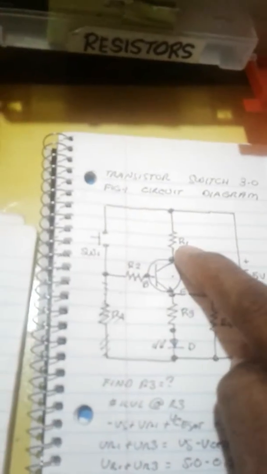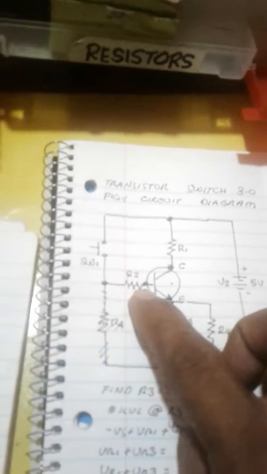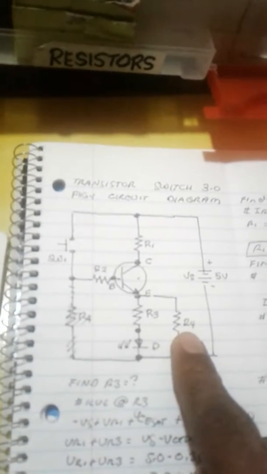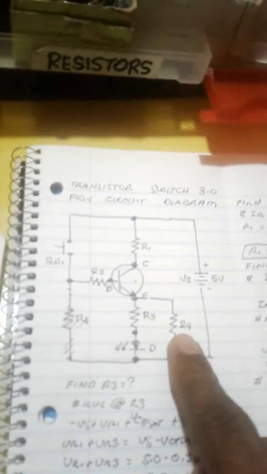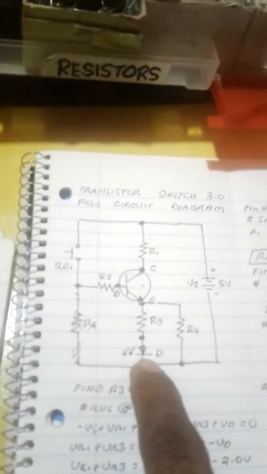This is a pull-up resistor to balance the circuit. This one is the base resistor to limit the current in the transistor. This one is a pull-down resistor for the possible leakage current. And this one is the current limiting resistor of the LED.